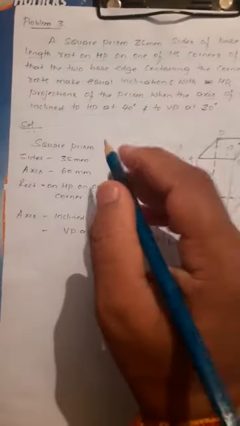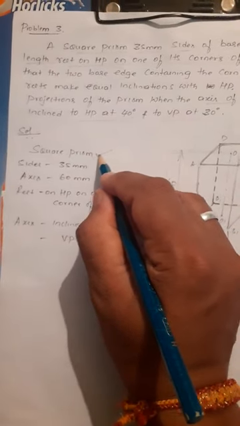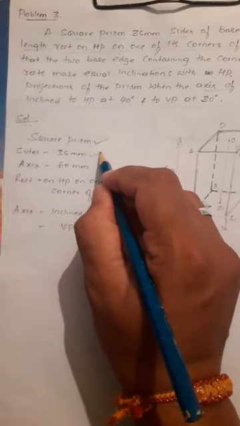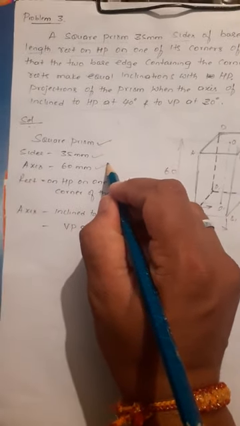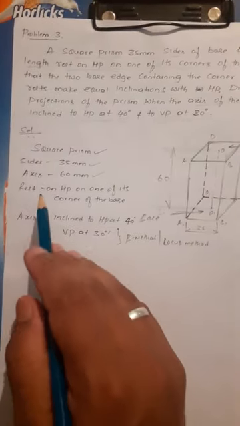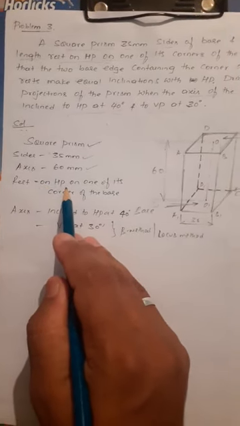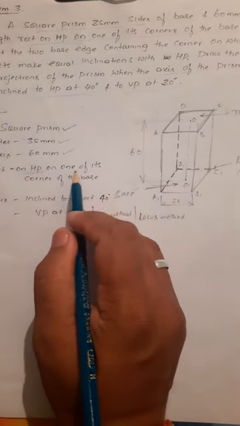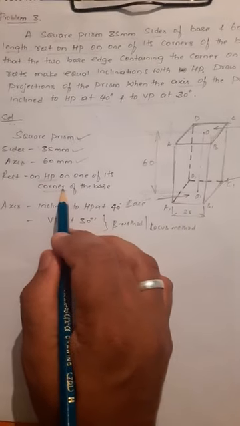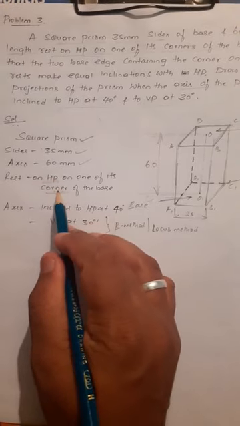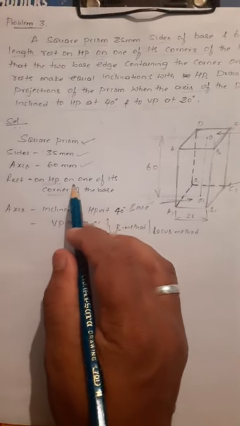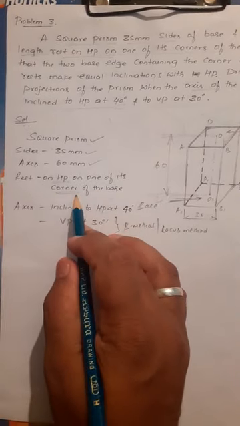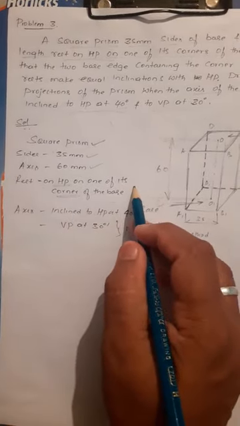Now first identify the type of solid: a square prism. The side of base is 35 and the axis length is 60. Now immediately see that the resting condition is rest on HP. Now where do you want to start the problem? Start the problem on HP on one of its corners of the base. In the resting condition, on which condition is it resting? Corner condition. On the corner of the base it rests. Right, this is the first condition.